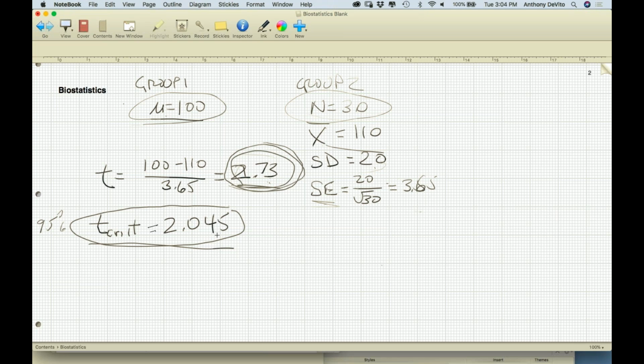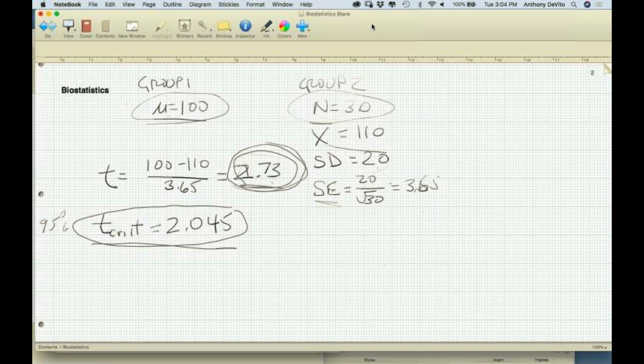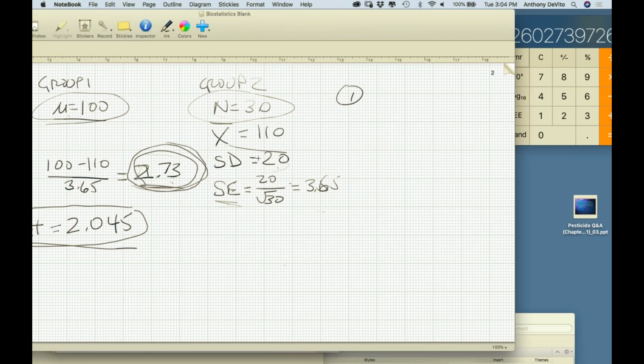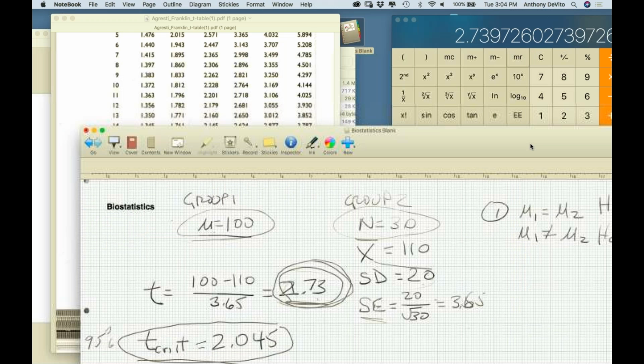Let's formalize this now. What's the first thing that we had to do? What was rule number one? We had to state our null and alternative hypotheses. So what is our null hypothesis here? Mu1 is equal to mu2. The mean for group 1 is equal to the mean for group 2. That's H null. Our alternative hypothesis is that mu1 is different than the mean for group 2. H alt. Right?